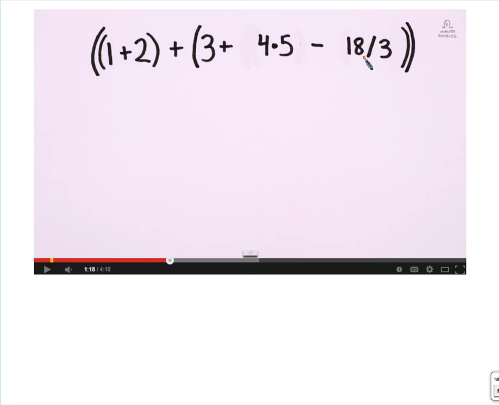The same thing is true here. There's this addition and this subtraction. There's addition there that I'm going to add to this number. I only need these parentheses. I just do addition and subtraction from left to right.